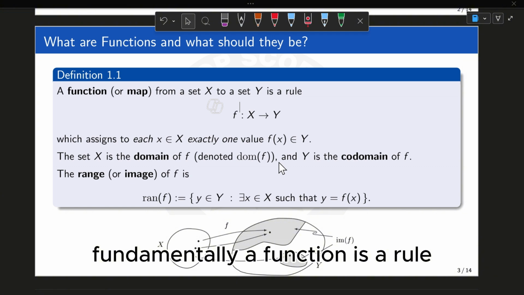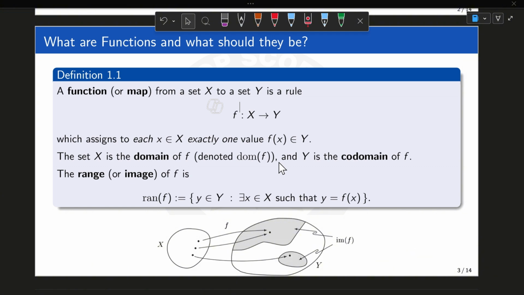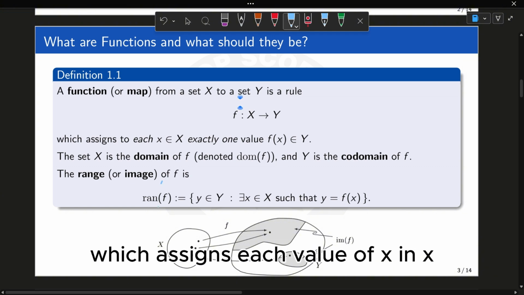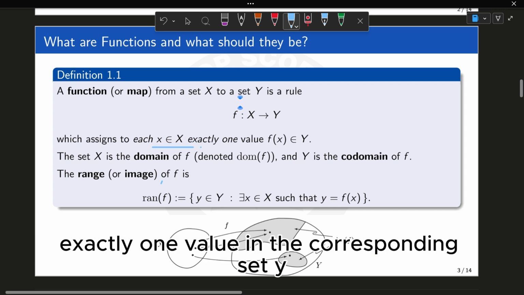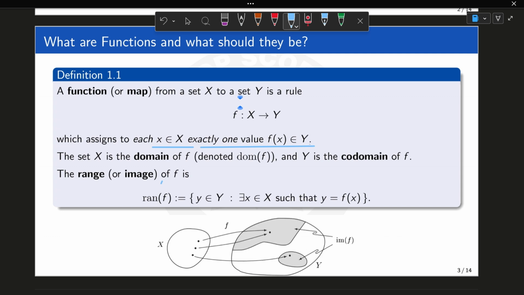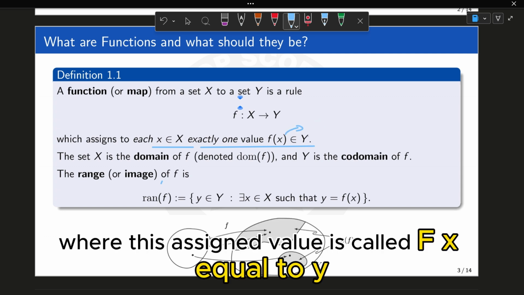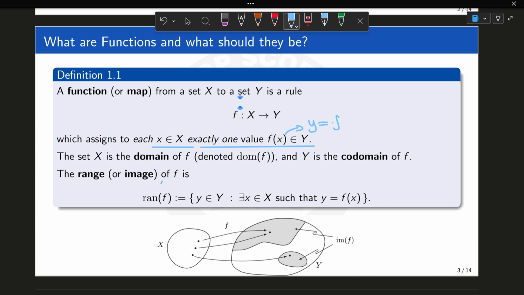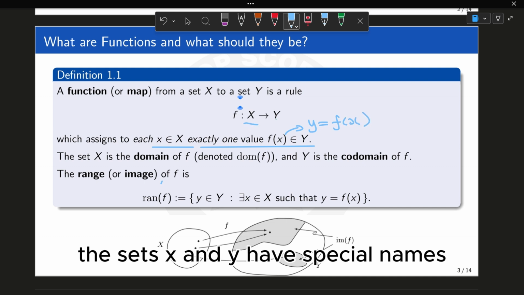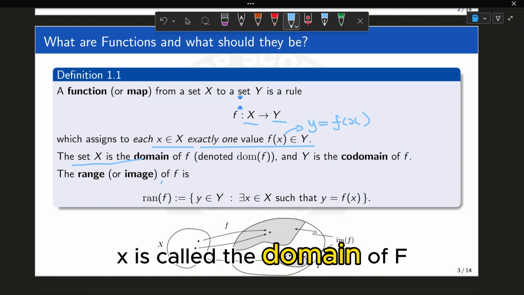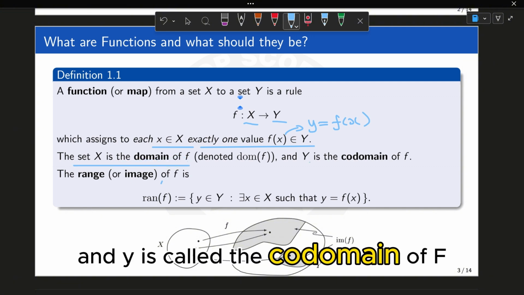Fundamentally, a function is a rule which assigns each value of x in X exactly one value in the corresponding set Y, where this assigned value is called f(x) equal to y. The sets X and Y have special names. X is called the domain of f, and Y is called the codomain.